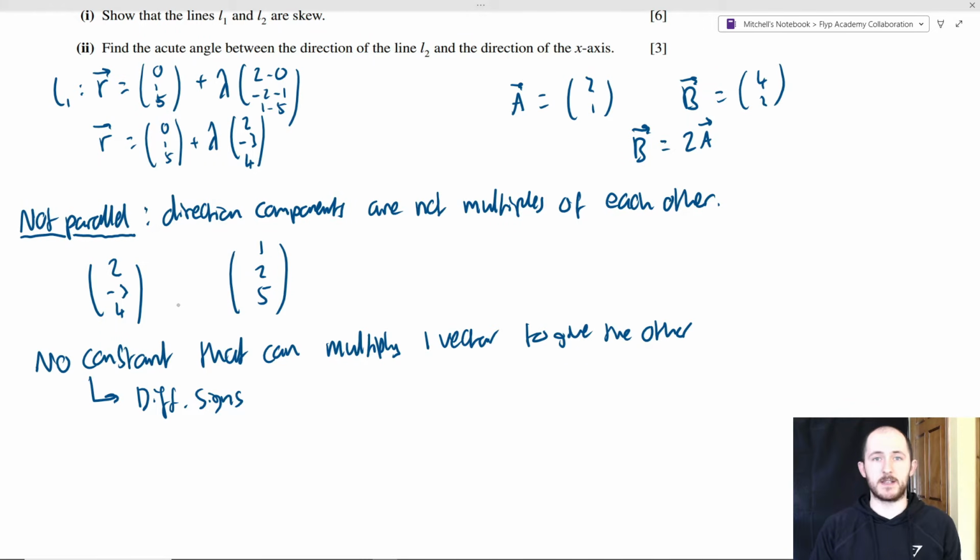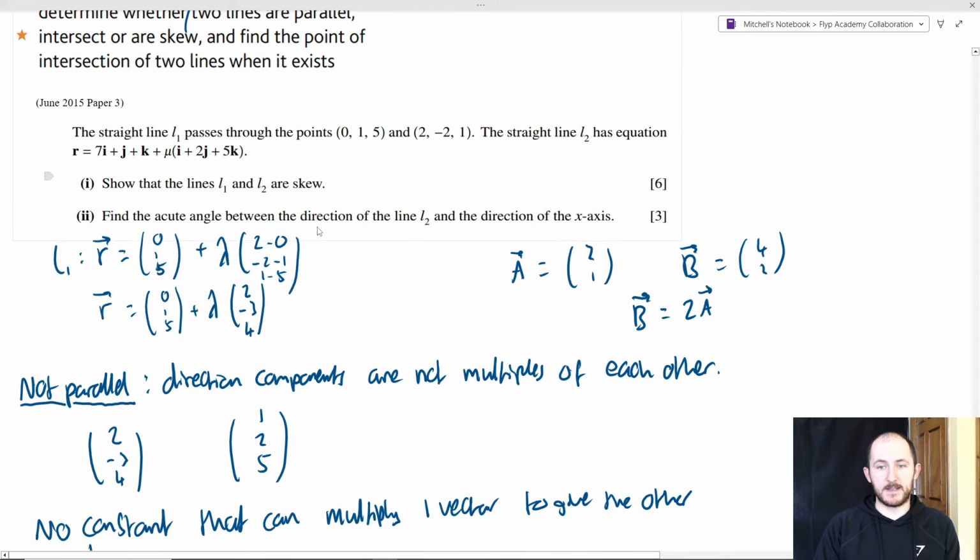So that was nice and easy. So to prove that two vector lines are parallel, all you need to do is look at their direction components and see if they're multiples of each other. If they are, good, they're parallel. Nice and easy, it'll probably be a 2-mark question.